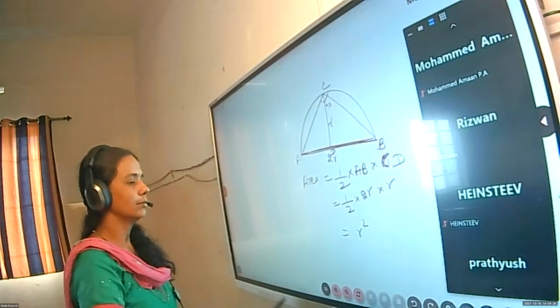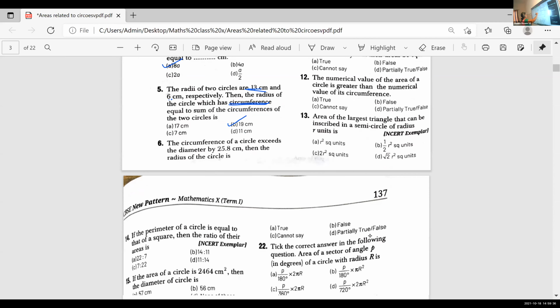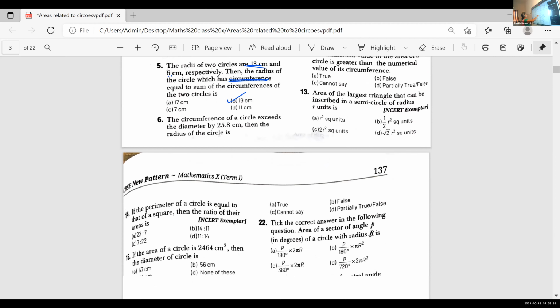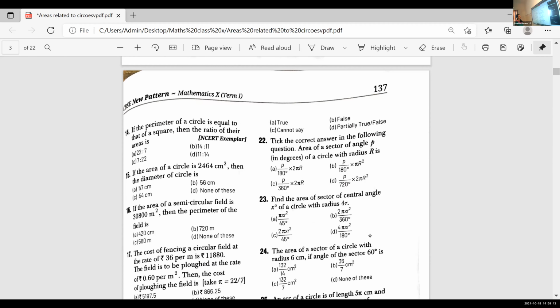Okay, so next one. Is it okay, children? Now, try the next one. Try the 14th question. If the perimeter of a circle is equal to that of a square, then the ratio of their areas is dash.